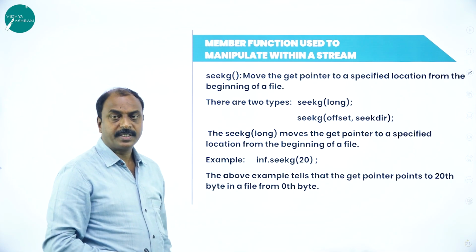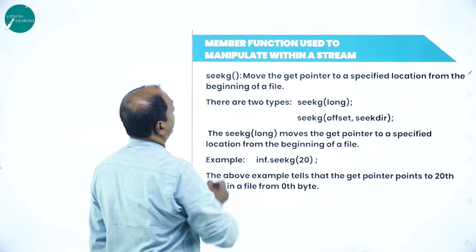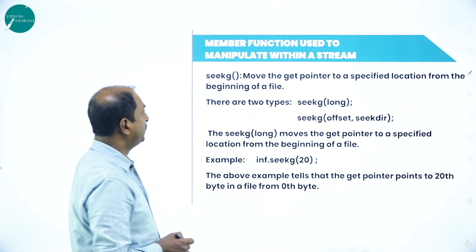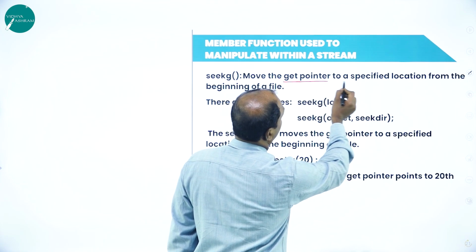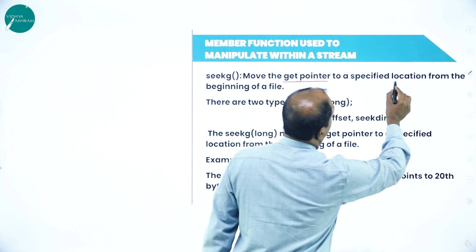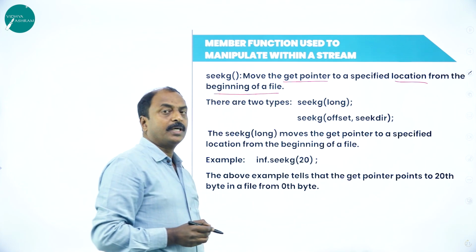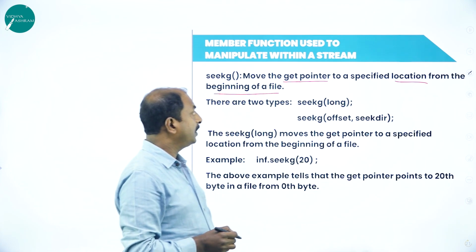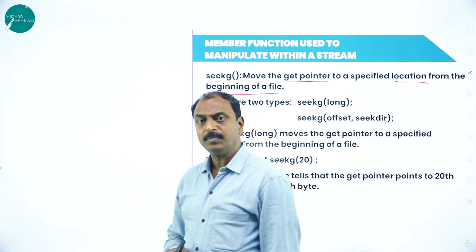Now let us see the syntax and definition of all these. The first one is the seekg function. So what is seekg? It moves the get pointer to the specified location from the beginning of a file. Here, the get pointer is used to read the data from a file.